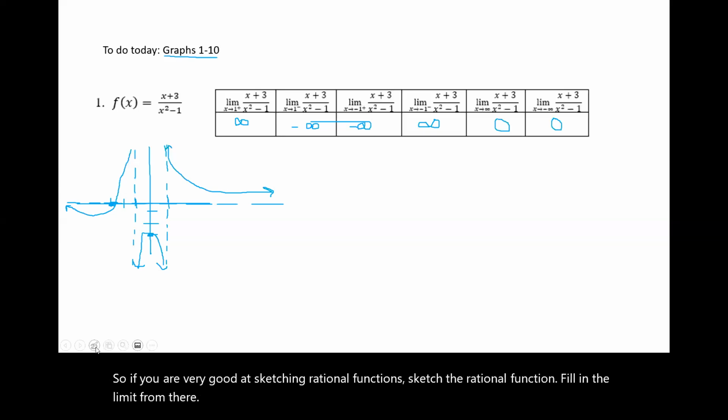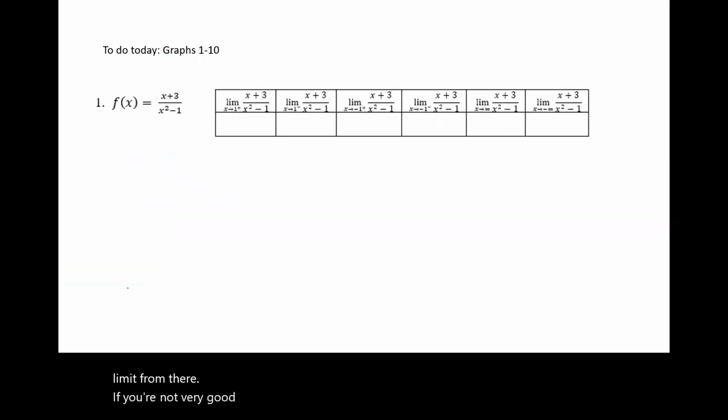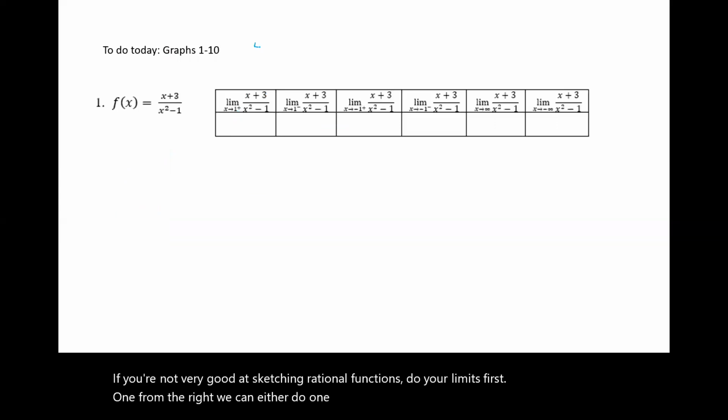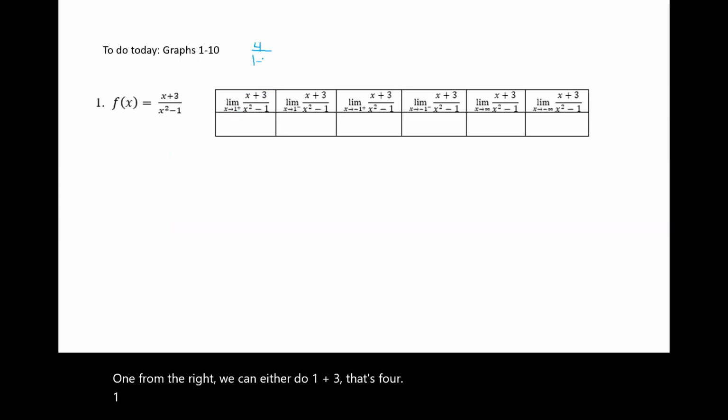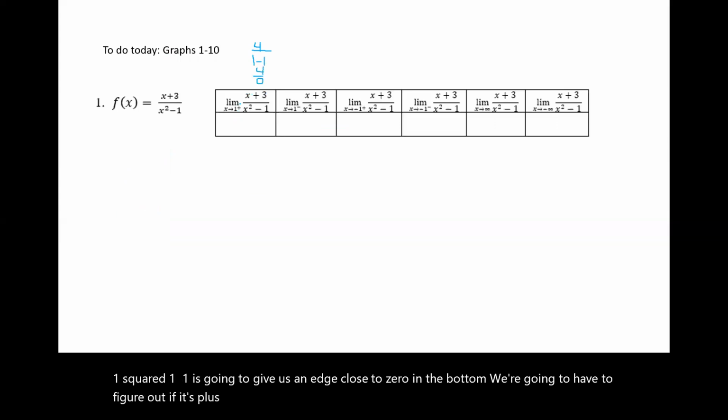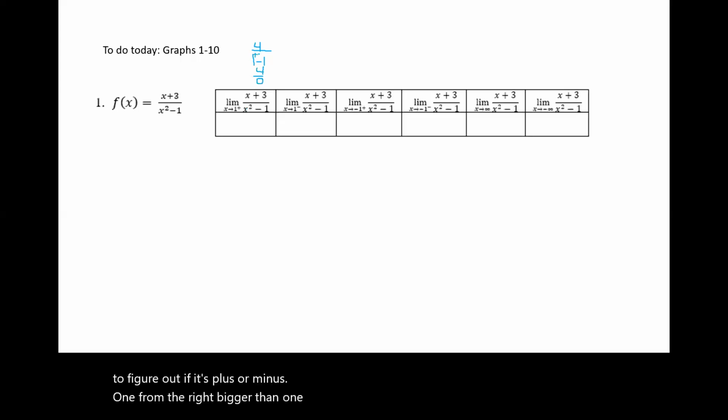If you're not very good at sketching rational functions, do your limits first. 1 from the right. We can either do 1 plus 3, that's 4. 1 squared, 1 minus 1. It's going to give us an answer close to 0 on the bottom. We're going to have to figure out if it's plus or minus. 1 from the right, bigger than 1, squared, bigger than 1. 1 minus 1, 0 plus, positive infinity.